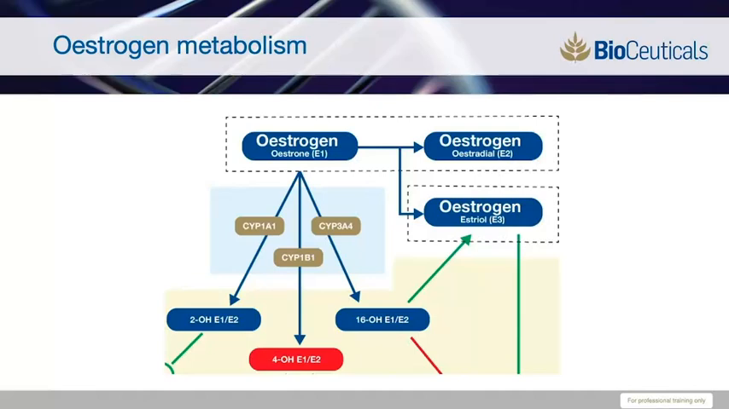CYP1A1 pushes estrogen down the 2-hydroxy pathway. Now, this is thought to be the least harmful. I wouldn't say it's beneficial. I've heard some people say this is sort of the protective estrogen. It's still forming a reactive metabolite, but it's less harmful than the 4-hydroxy.